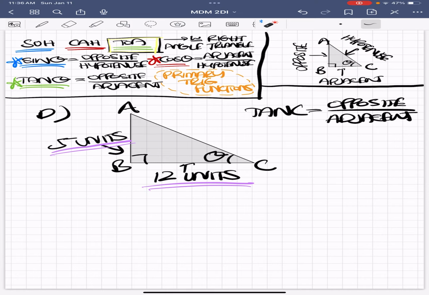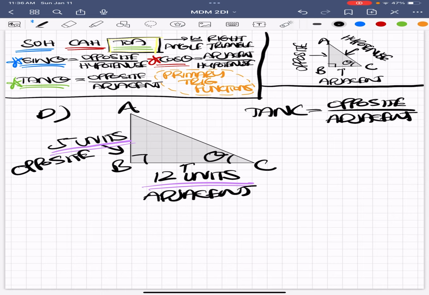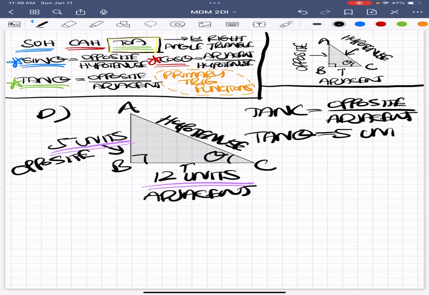So we're finding tan C. We have our units right there. We're finding tan C, so this would be adjacent. This would be opposite. So opposite side. And then we have our hypotenuse. Alright, so we have tan theta, and we're going to input the opposite value, which is 5 units, and the adjacent value, which is 12 units, and then we have angle C.